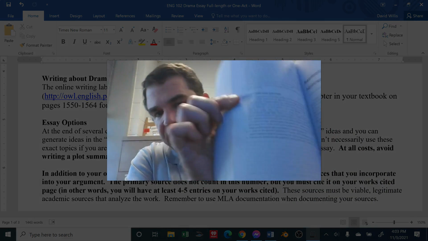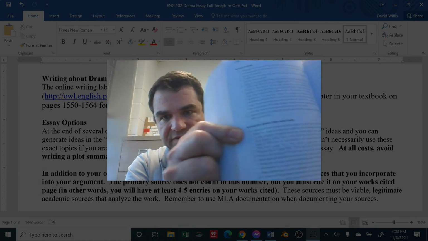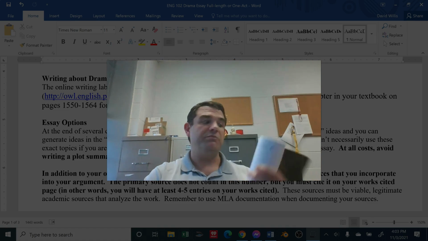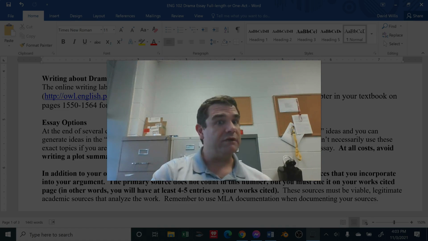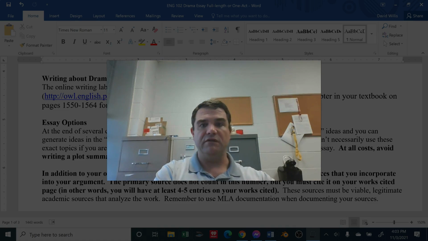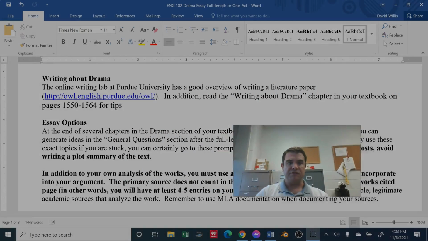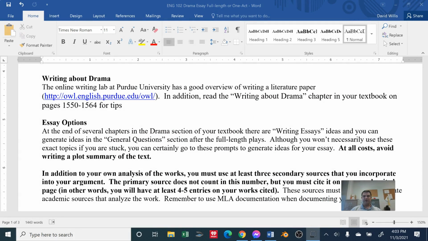This is page 1122. After one of the one-act plays, we have this, suggestions for writing. You can use these as a launching point for your paper. You don't have to reinvent the wheel necessarily if you're struggling to find something to write about. So use your textbook as a resource to look for things to write about. Now, you won't necessarily use these exact topics if you're stuck, but you can certainly go to the prompts to generate ideas for your essay.